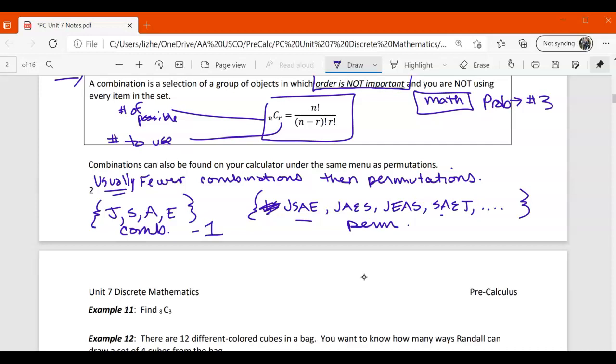So here we have one combination, but a lot more permutations. Okay? In fact, how many permutations would there be? 4 factorial, which is 4 times 3 times 2, which is 24 different options here, and only one option for a combination.